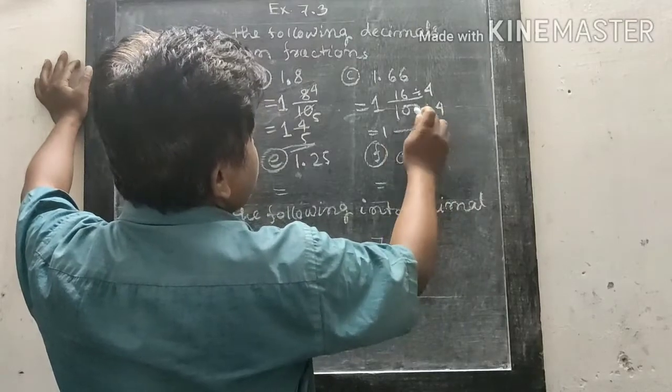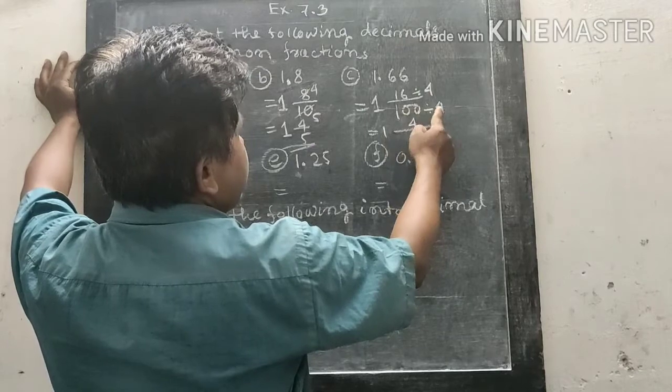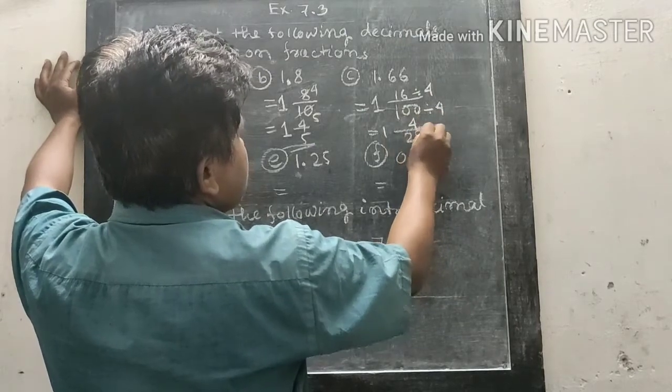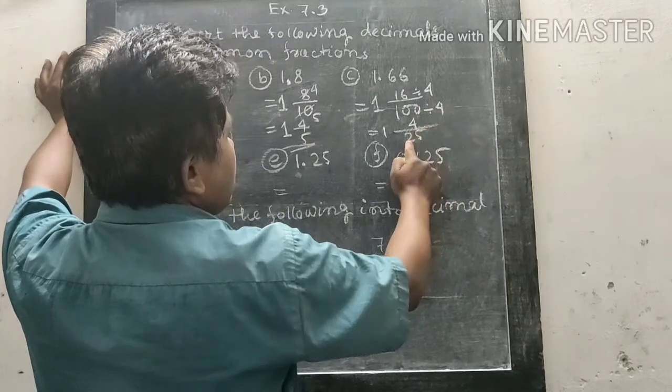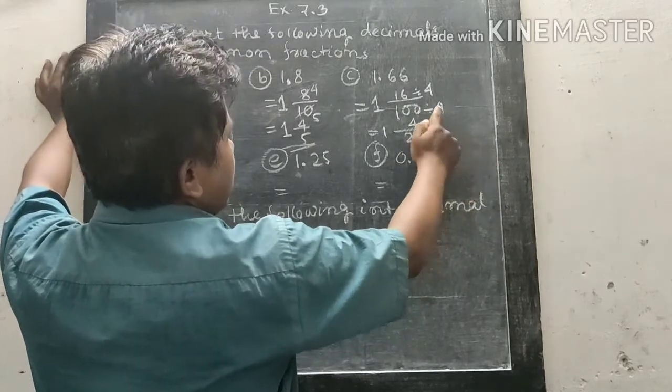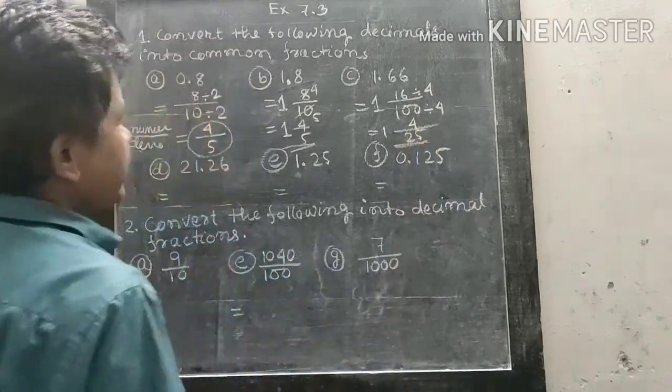How much will we get? 16 divided by 4 is 4. Then 100 divided by 4 is what? 25. 4 fives are 20, 2 in hand. 4 twos are 8, 10. 4 twos are 8, 9, 10. This is our required answer.